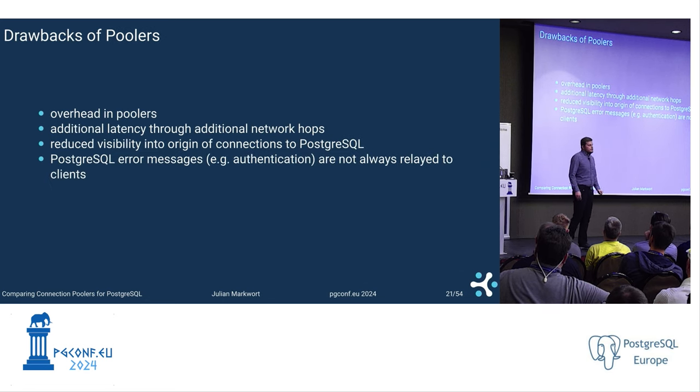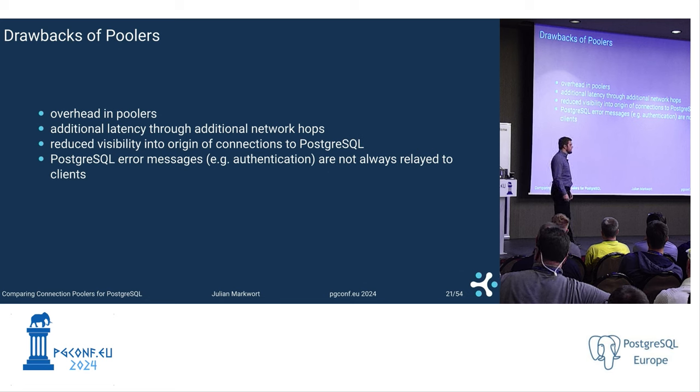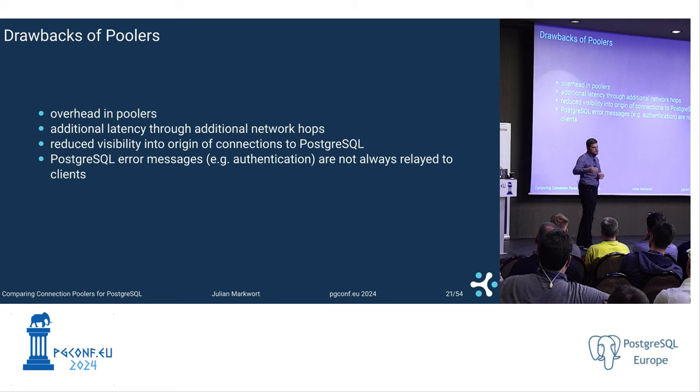And there are also certain drawbacks to using poolers. There is, by necessity, something that needs to be processed, shoveled from one socket to another socket in the easiest sense. There is some overhead, obviously, in every pooler. And whenever you introduce additional network hops, if you place that pooler in a separate machine, for example, then you necessarily add additional latencies.